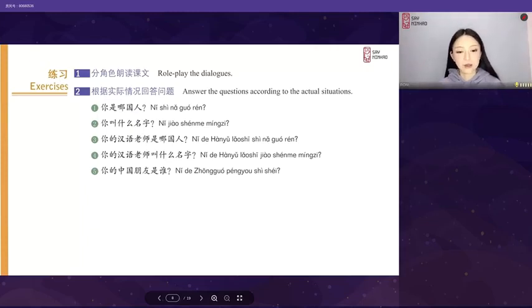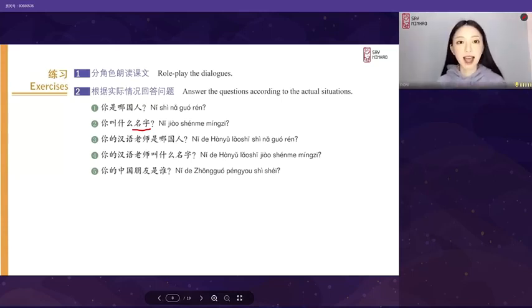Okay, next question. 你叫什么名字? So this question actually means, what's your name? 名字 means name, okay? 你叫什么名字? What's your name? So, let's answer the question. 我叫 Ronnie. Okay, next one.